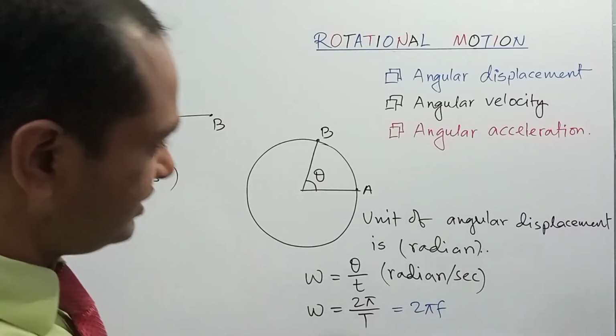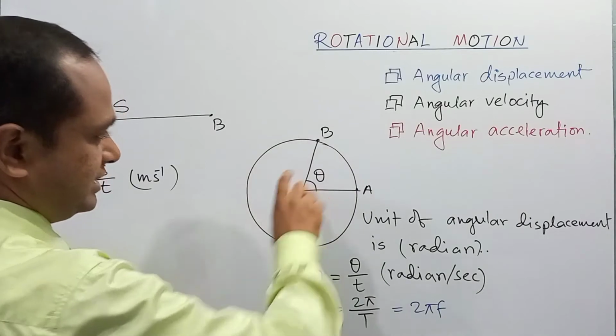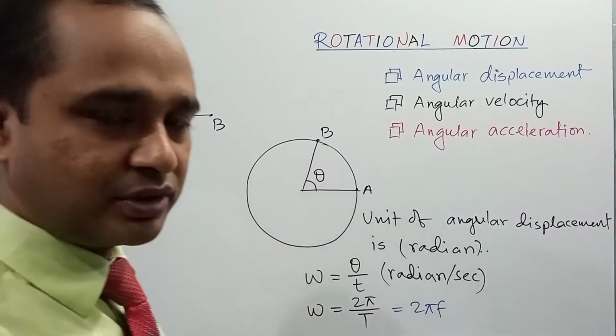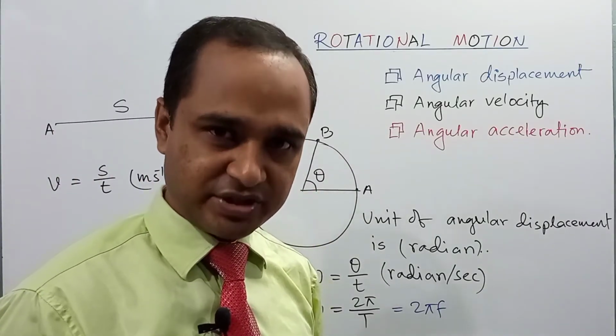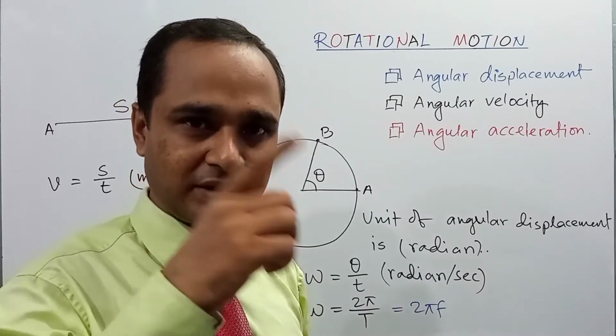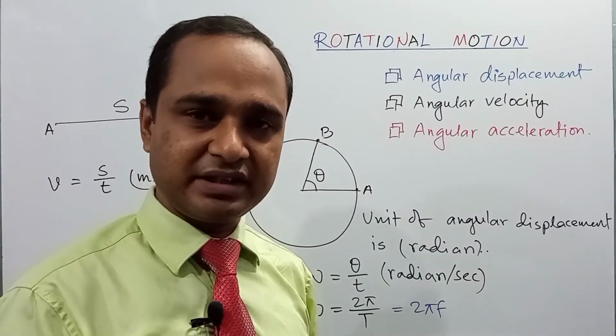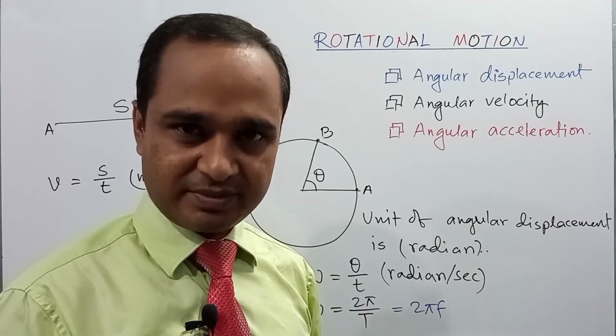Again, if the body completes n rotations in time t, then you know for one complete rotation the angle created is twice pi.